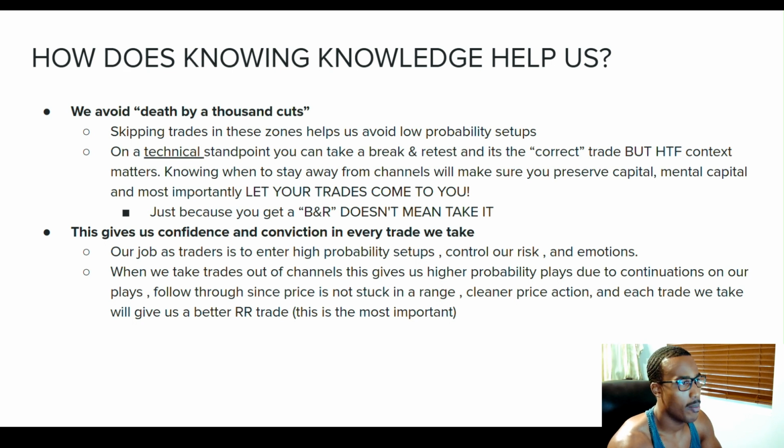The market does not care about FOMO. It does not care if you're sad, if you're happy. You have to be emotionally detached from the outcome of a trade. We do not know what will happen when we enter a trade, but our job is not to know. It's to take high probability setups, control our risk, and control our emotions.